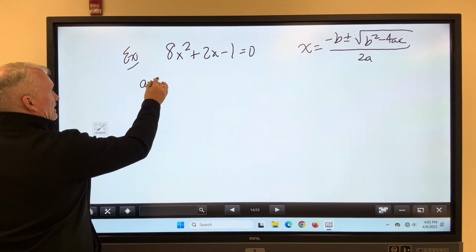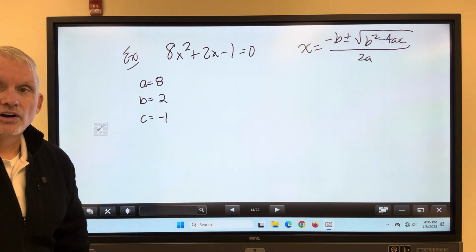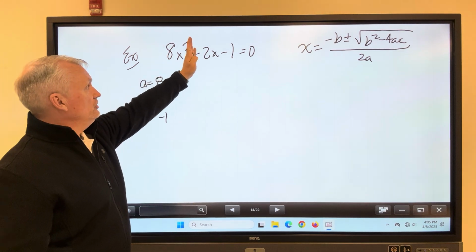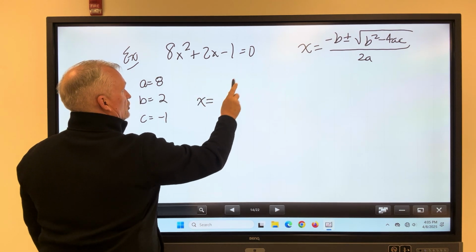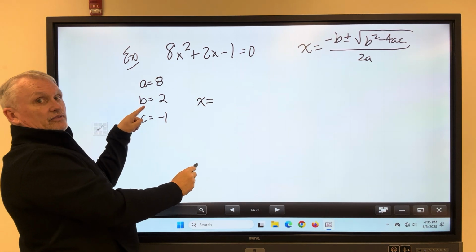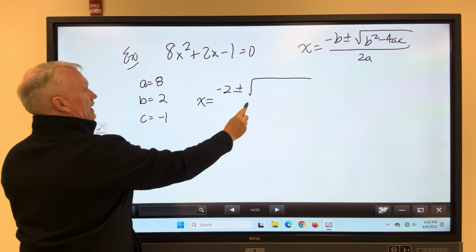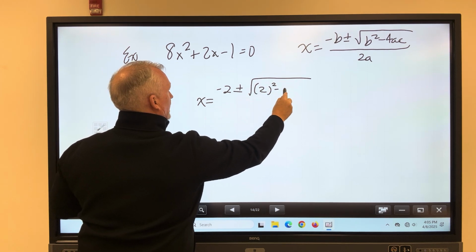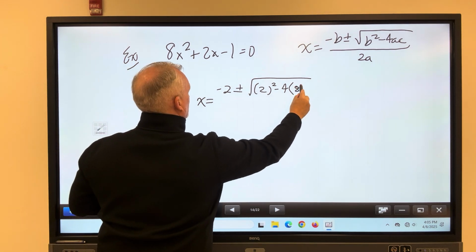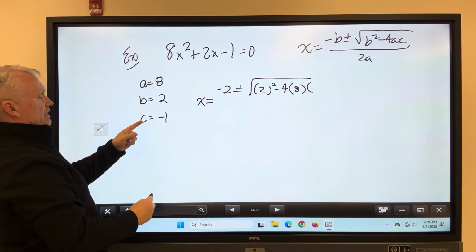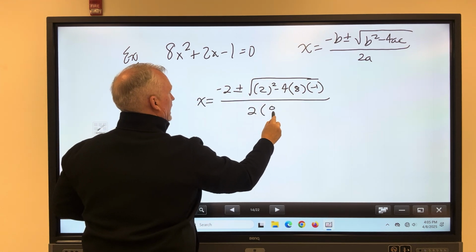a is 8. b is 2. c is -1. Please follow the signs that are immediately to the left of each one of those coefficients or the constant. Now I'm going to put it into the formula. x is equal to negative b, which is -2, plus or minus the square root of b squared. So that's 2 squared minus 4 times a, which is 8, times c, which is -1, all over 2 times a.